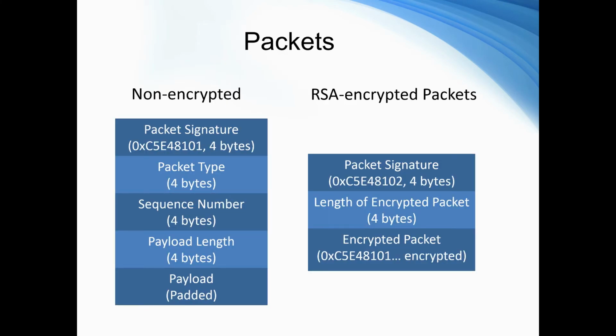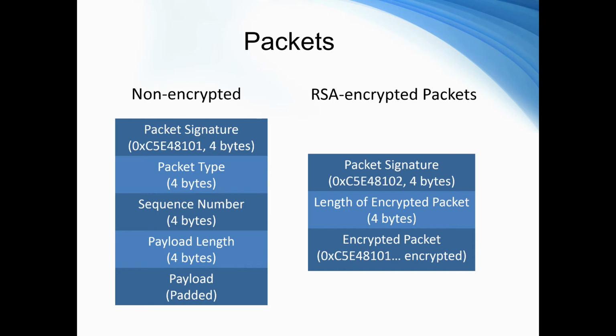And this is our packet layout. The non-encrypted packet starts with the packet signature, followed by the packet type, sequence number, payload length, and the payload. The encrypted packet starts with the signature, followed by the length of the encrypted packet and the encrypted version of the non-encrypted packet. The packet signature is for us to validate the packet.